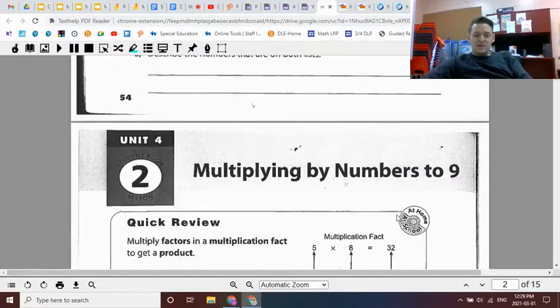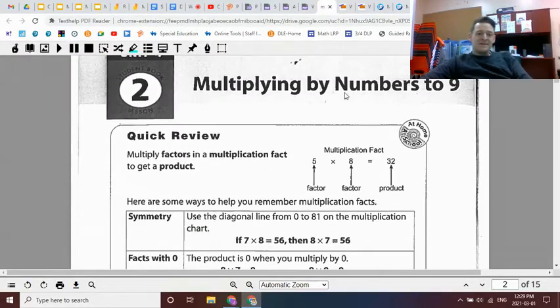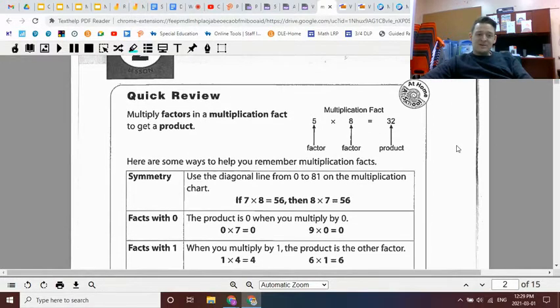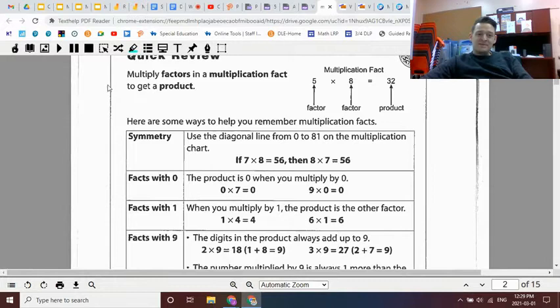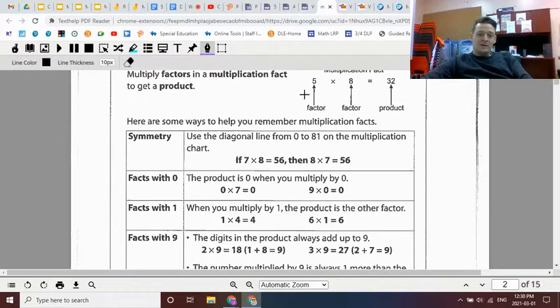All right, so the second page in your math today is about multiplying by numbers to 9. So I'm just going to read through this review. It says multiply factors in a multiplication fact to get a product. This is just teaching us the math language that you might run into in this unit.